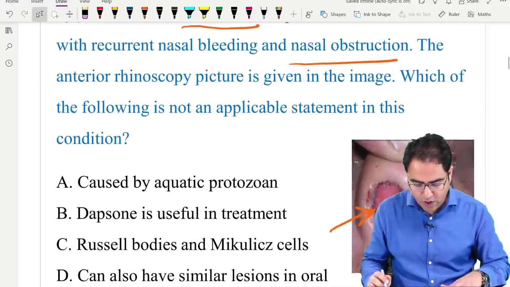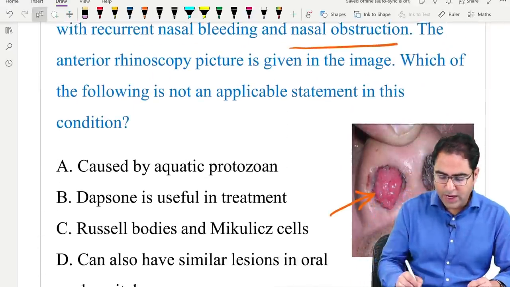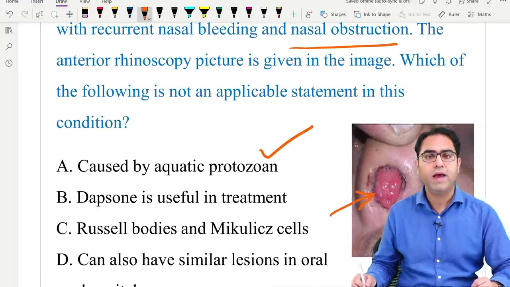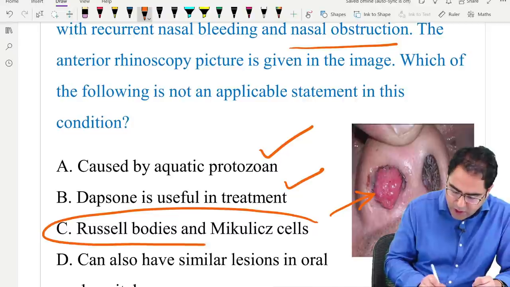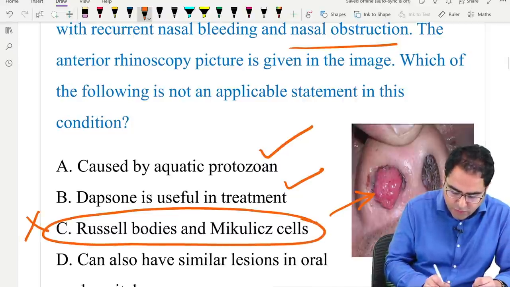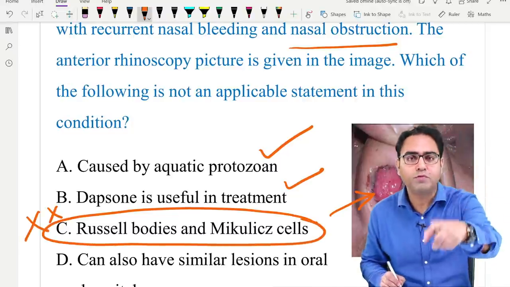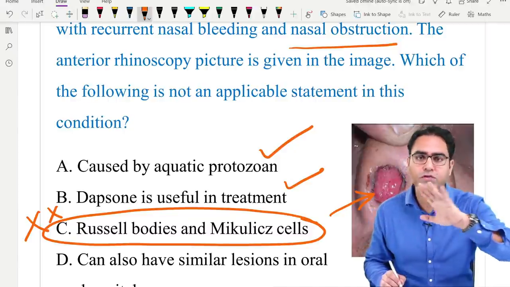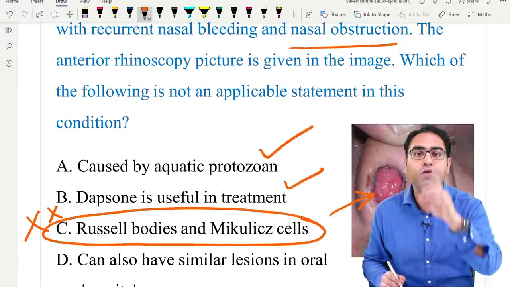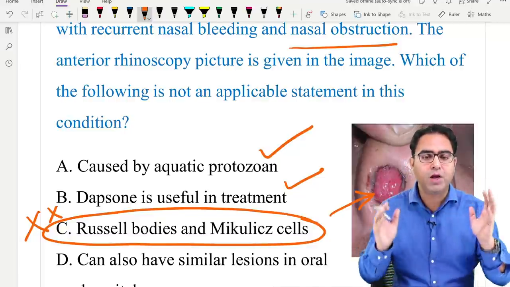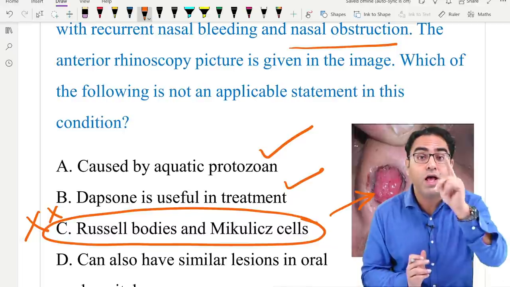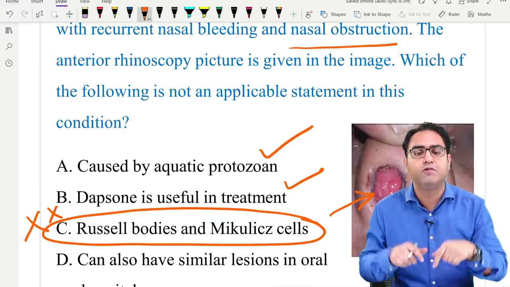Okay, let us see the answer of this question. Which of the following is not applicable to rhinosporidiosis? It is caused by aquatic protozoa. Yes. Dapsone is a useful treatment. Yes. Russell bodies and Mikulicz cells are not a feature of rhinosporidiosis. They are the feature of rhinoscleroma or woody nose. I repeat, Russell bodies and Mikulicz cells are histopathological features of rhinoscleroma, not this condition, rhinosporidiosis.